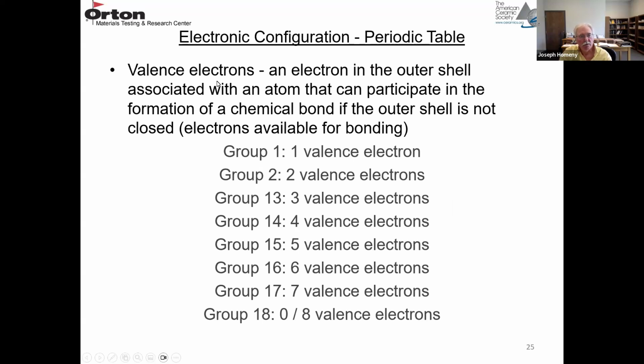So the valence electrons are what's important for the different chemical reactions and compound formation. An electron in the outer shell is associated with an atom that can participate in the formation of a chemical bond if the outer shell is not complete. So these are the electrons that are available for bonding, the valence electrons.